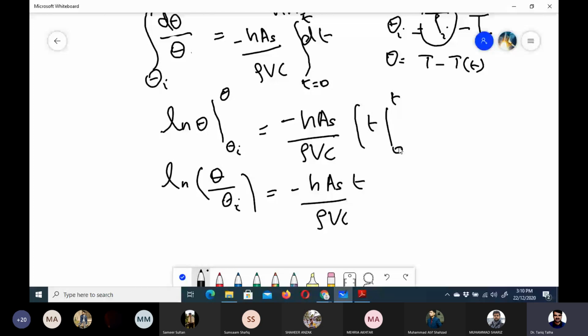So now we can see that we have got a relation for this. Now if we want to calculate theta from here, what do we need to do? Anyone?